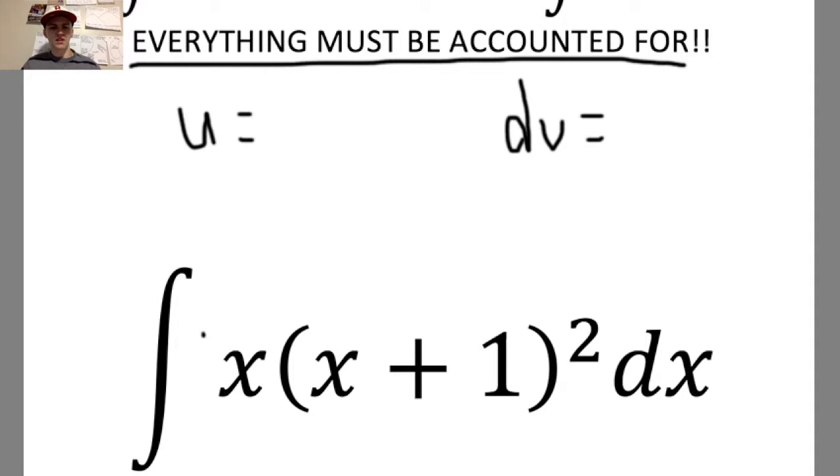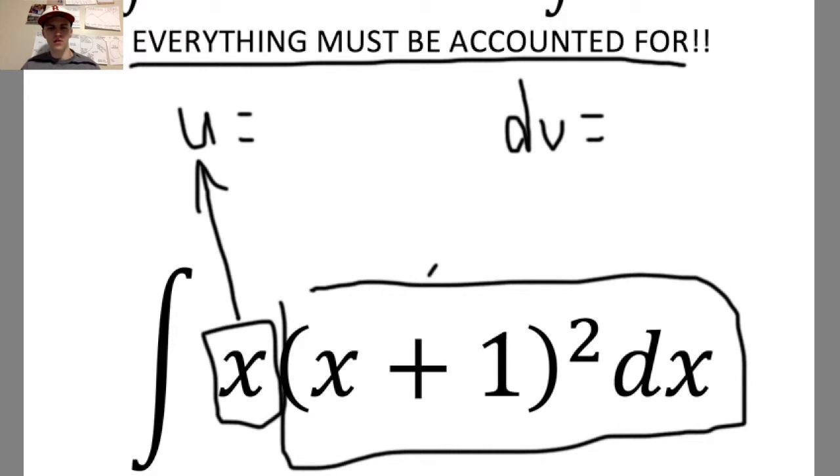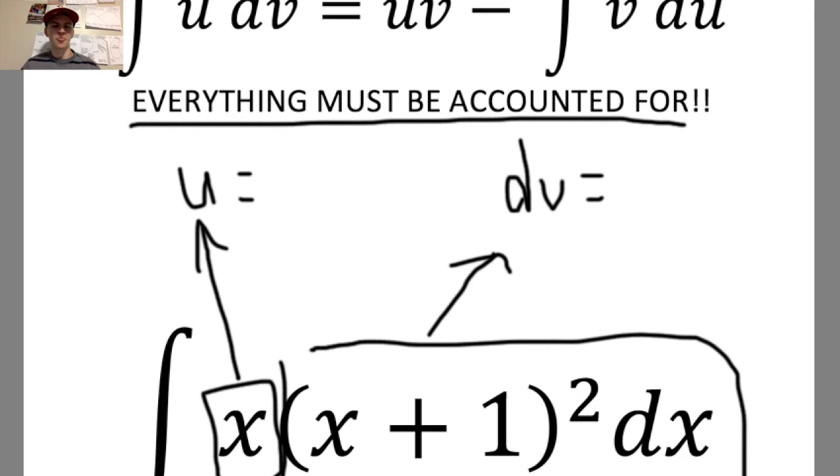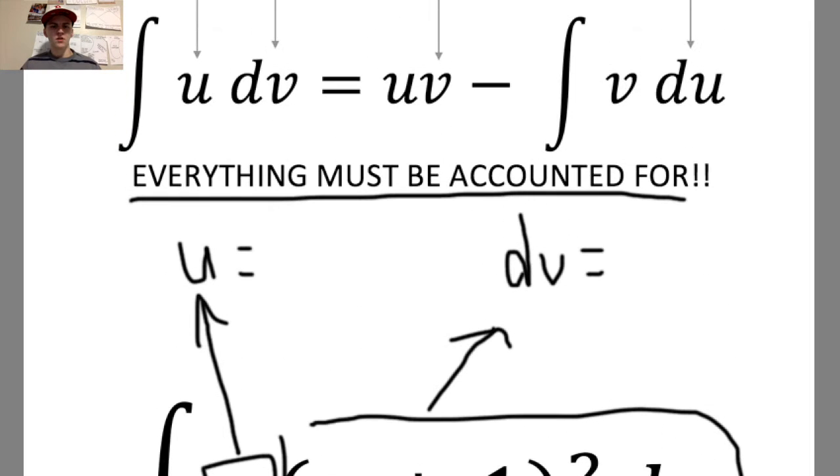So I'm going to use x as u, and I'm going to use everything else as dv, because remember, everything must be accounted for. It's just like substituting: we have to substitute everything in there, and if we don't, then it's not the same problem. If you look back at our integration by parts equation, we have u and dv. That's all we need in order to start this process, and this part is basically just plug and chug.